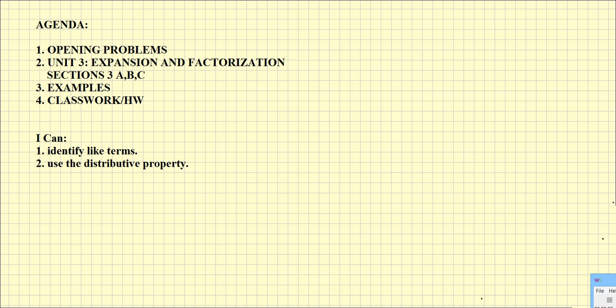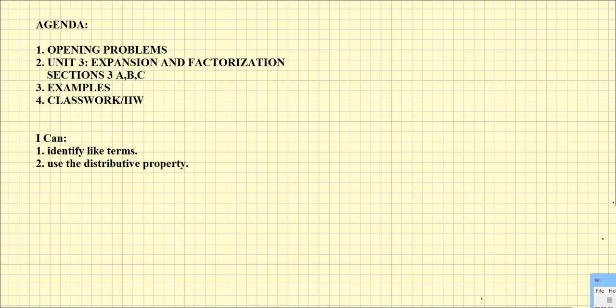Hi everyone, we're starting our new unit on expansion and factorization. Some of this is going to be quite simple for many of you because a good part of it is going to be a review, but we're going to be reviewing this very quickly. So we'll be finishing up a chapter or two in no time.